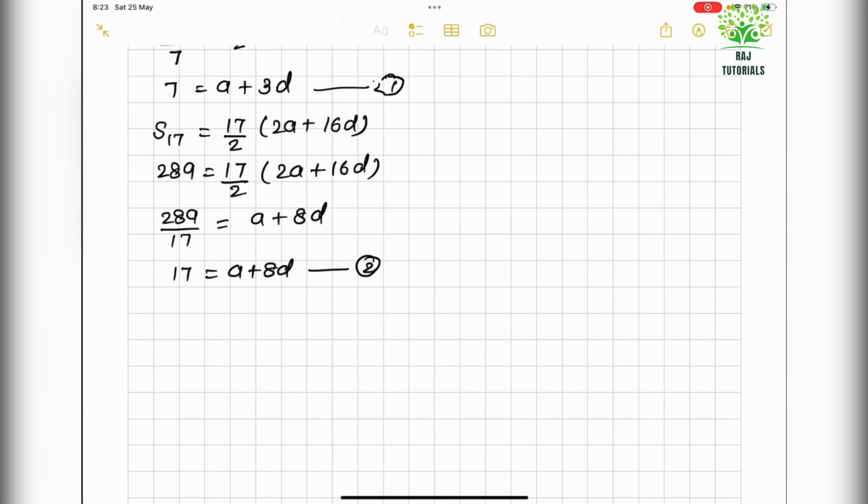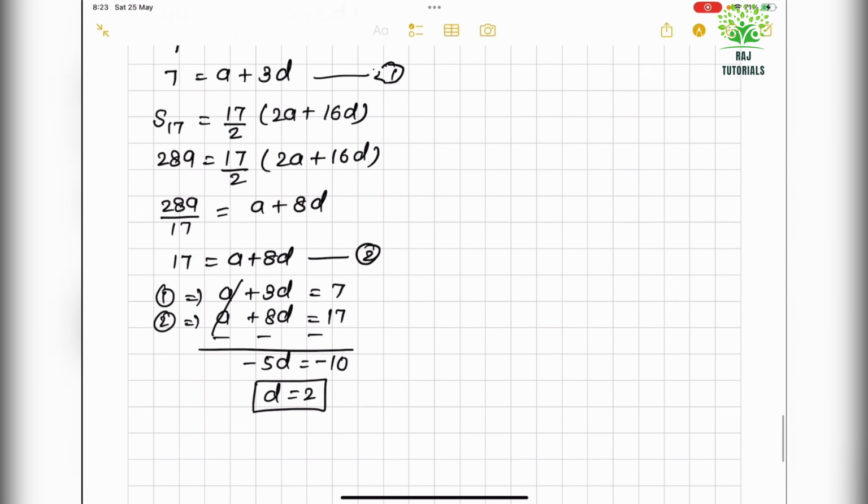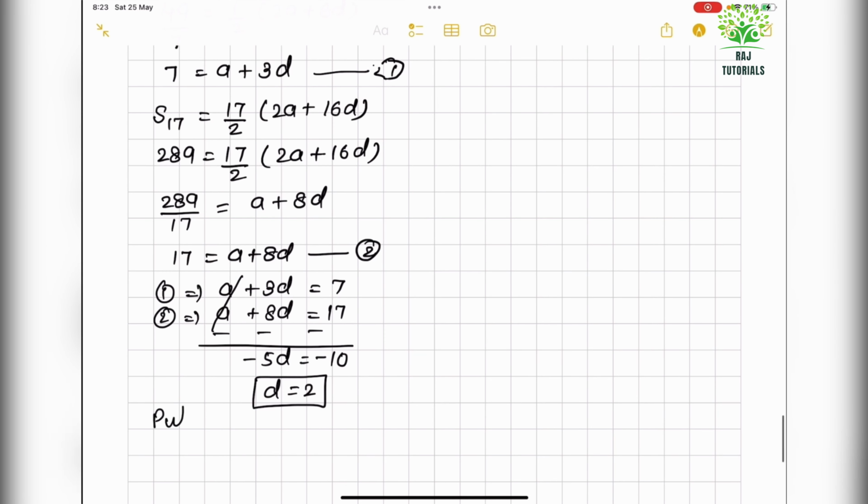Now solving them: 1 implies a plus 3d equals 7, and 2 implies a plus 8d equals 17. So subtracting both, minus 5d equals minus 10. So d equals 2. Now putting the value of d in 1, 7 equals a plus 3 into 2. So 7 minus 6 equals a. So a equals 1.